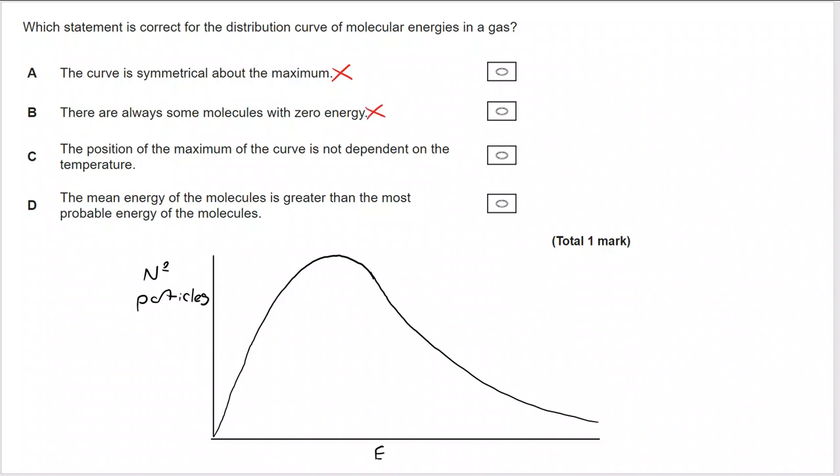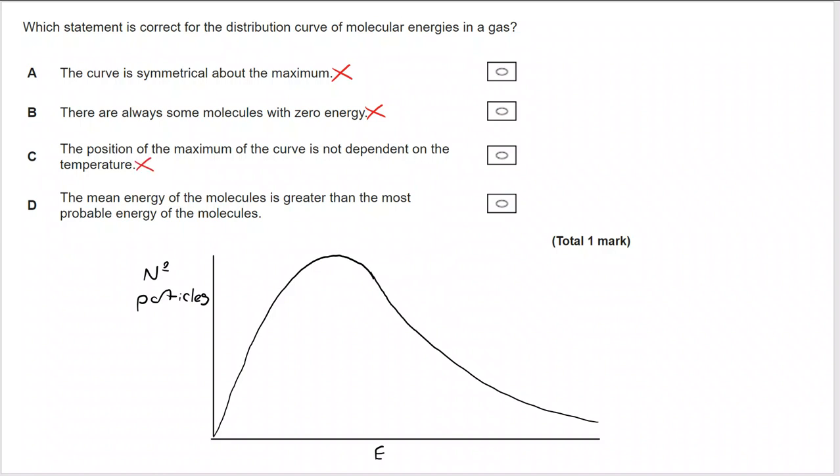The position of the maximum of the curve is not dependent on the temperature. Well, it is dependent on the temperature because you might remember that if I increase the temperature, this peak will move to the right and it will move down. And if that's the case, our maximum has changed. So it's dependent on the temperature.